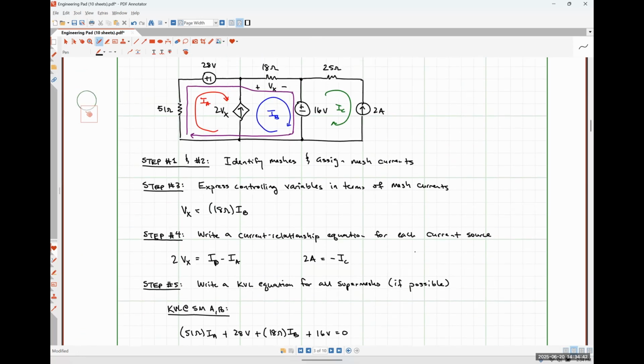So the only remaining mesh that we could... Trevor asked a question. Yeah, I saw: what if the dependent source is on the outside? What do you mean by on the outside? Do you mean on the perimeter of the circuit, Trevor?